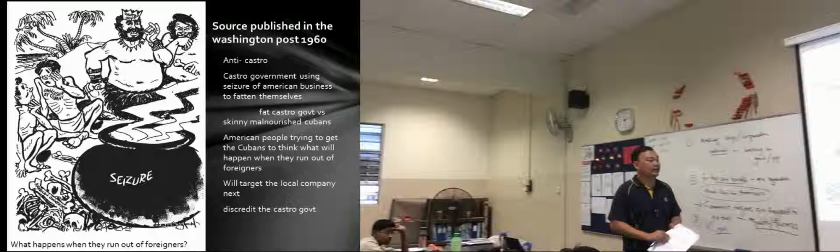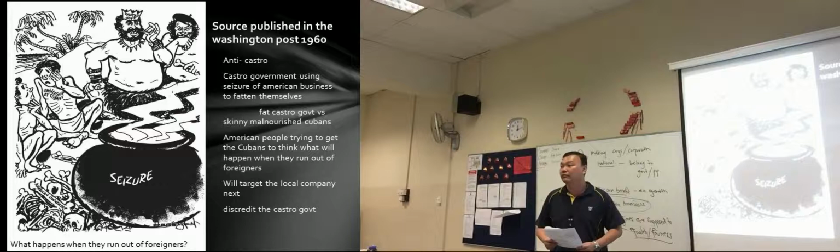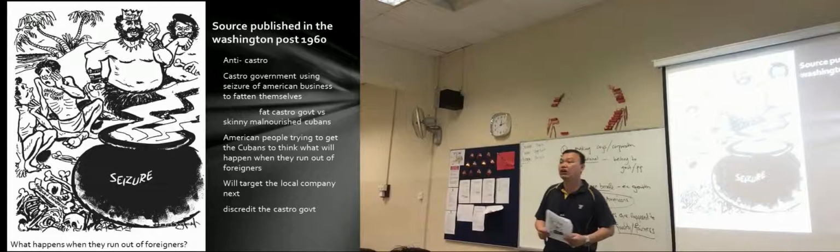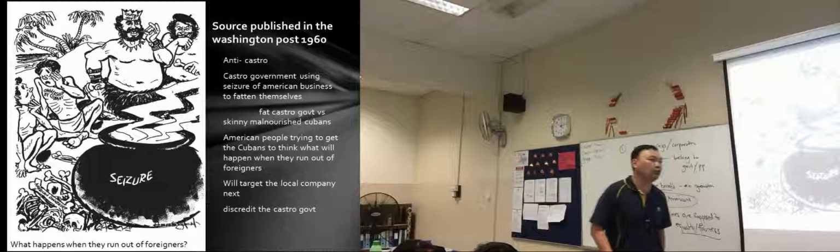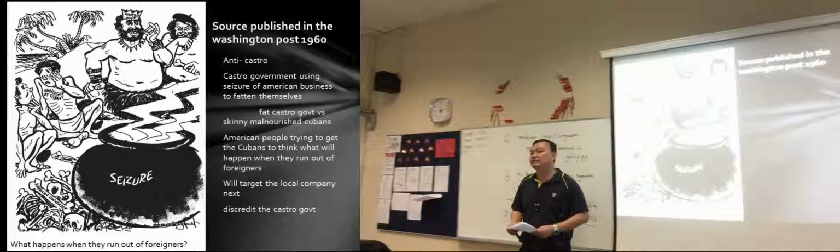Now, what is the title of this whole entire political cartoon? Where was this cartoon published? Who was the author of this cartoon? He's a? What nationality do you think he's from? American. So whose side was he expected to be on? American side. This was published in 1960.